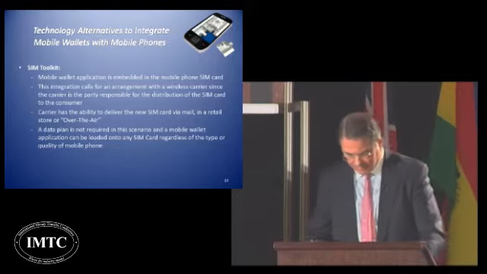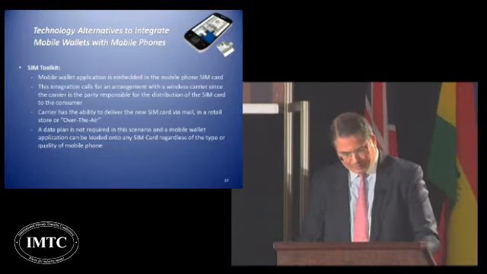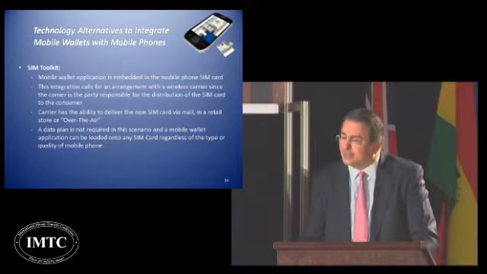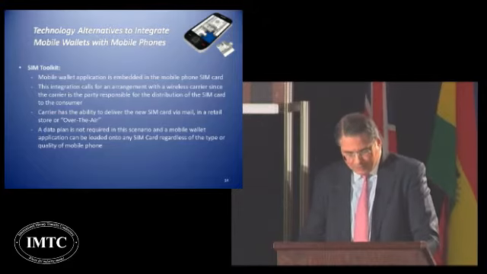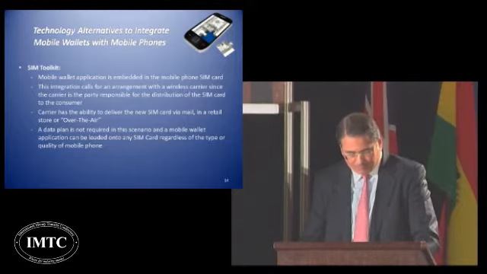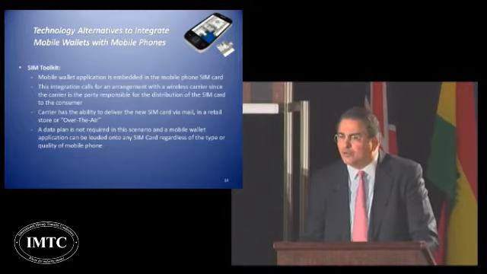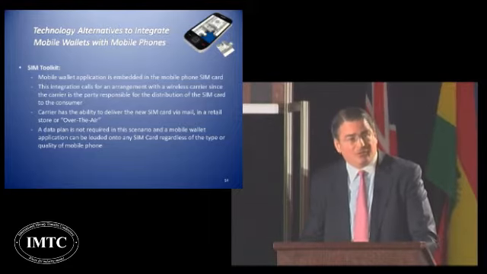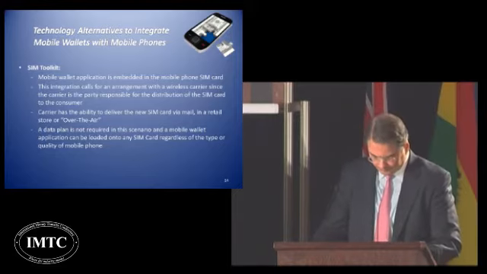The final technology is the SIM toolkit. In this particular technology application, the mobile wallet application is embedded into the SIM card on the mobile phone. This kind of integration calls for an arrangement with the wireless carrier, since in most cases the wireless carrier is the party responsible to distribute that SIM card to the consumer. A carrier can facilitate the distribution of this card by using just regular registered mail, a retail store, or in some cases just going over the air for functionality.